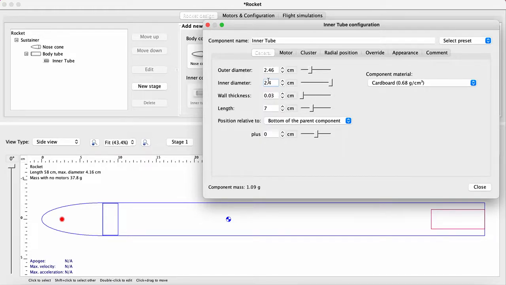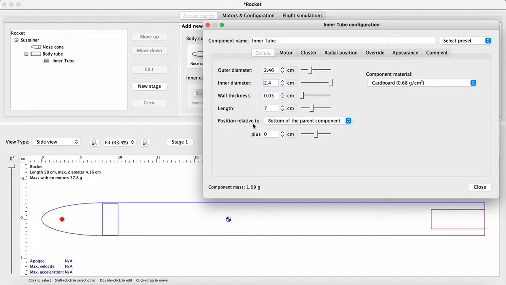So why did I do this again? Okay, the inner diameter has to snugly fit an engine that's 2.4 centimeters in diameter, right? Obviously, the tube has to have some thickness, roughly a third of a millimeter, and that's going to create an outer diameter of that tube of 2.46, right? Coincidentally, it picks the exact length of the engine for us, so that's 7 centimeters, so that's good.